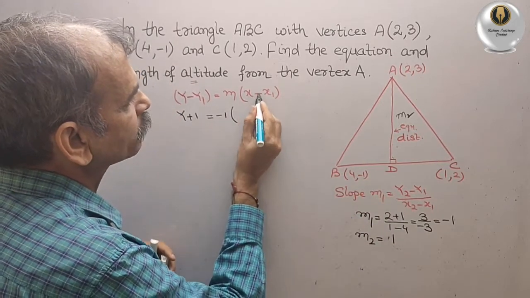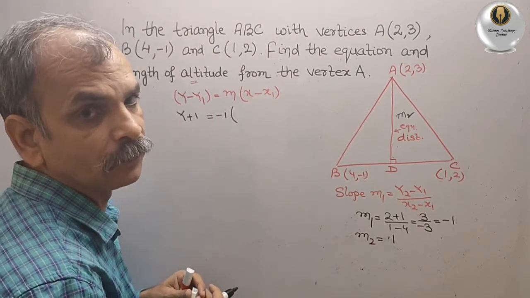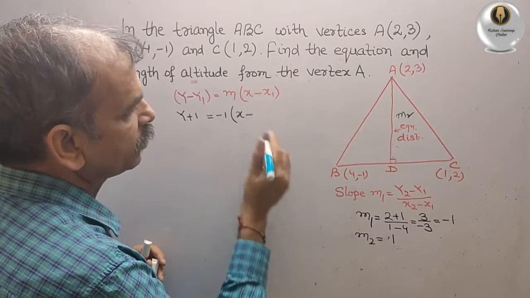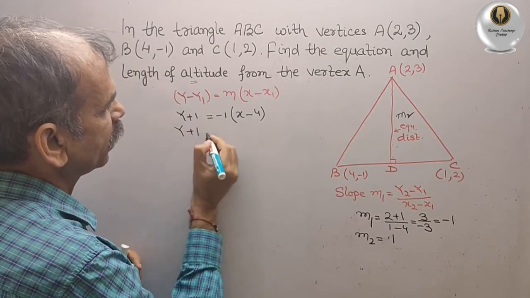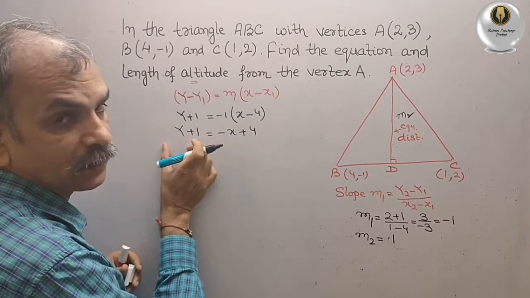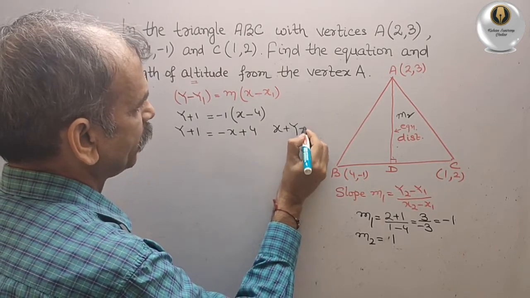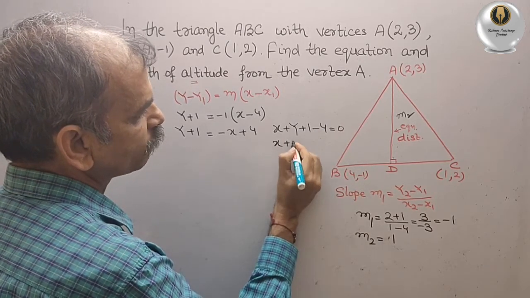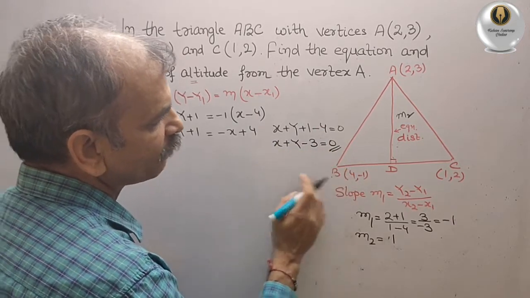-1 into X minus X1. X1 is 4. We will get Y plus 1 is equal to minus X plus 4. Bring this to this side. We will get X plus Y plus 1 minus 4, that gives you 0. That means X plus Y minus 3 is equal to 0. So this is the equation for this line.